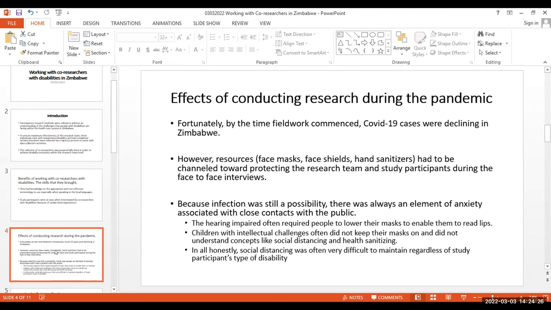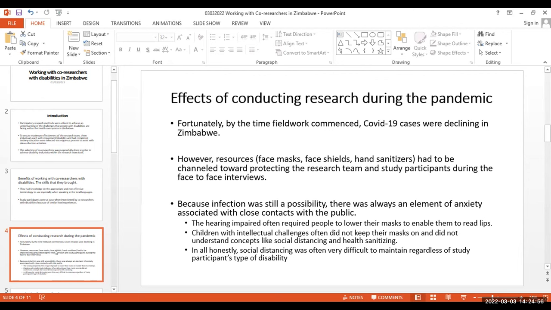For instance, in cases where we had to interview hearing impaired study participants, in addition to the sign language interpretation, they also wanted to read lips, and we were required in some cases to lower our face masks. And then in instances when we were dealing with children with intellectual challenges, everything went out the window.